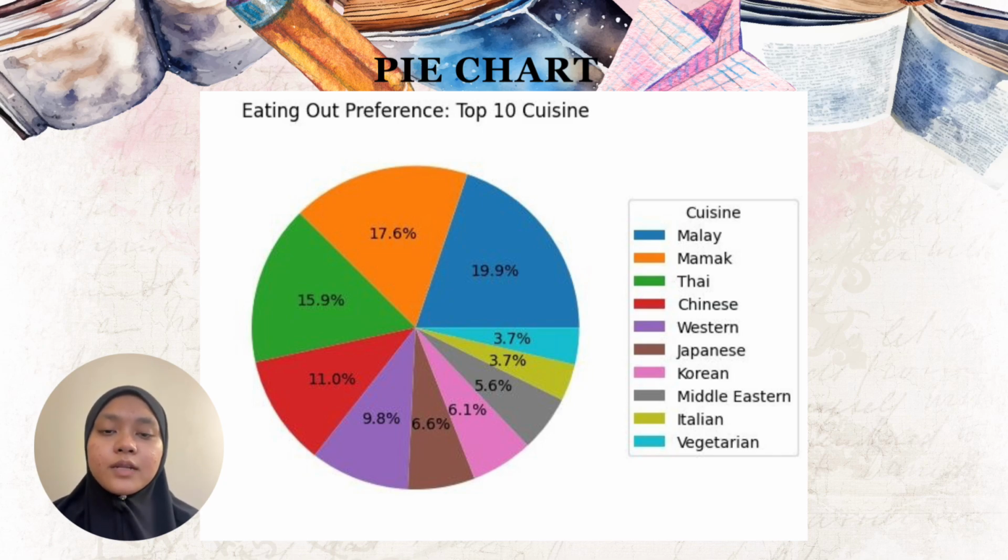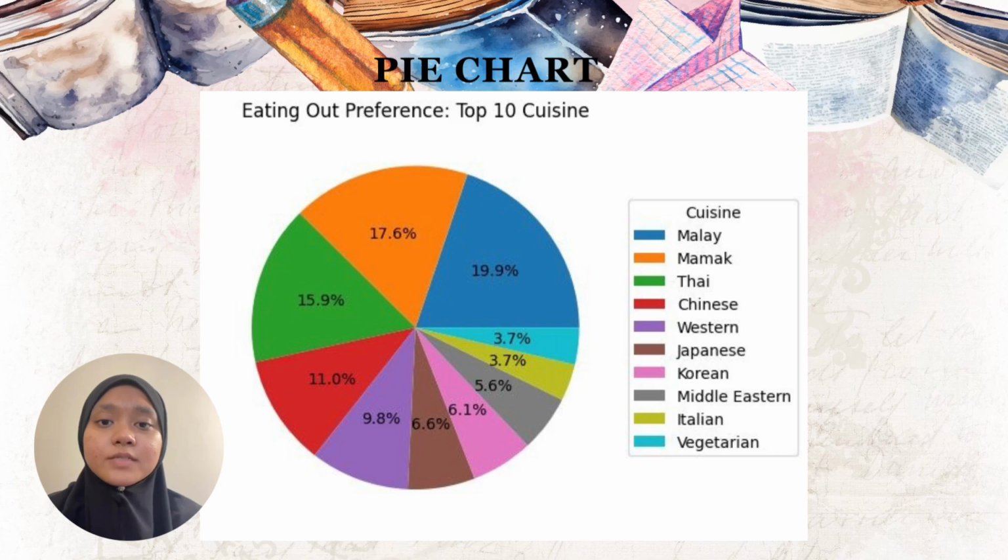Many people choose Malay food because it offers a combination of rich flavor with spices, cultural uniqueness, and nostalgic value, making it the most popular choice. Mamak cuisine accounts for approximately 1/6, which is 17.6% of preference because Mamak offers a combination of affordable price, fast service, and flexible 24 hours operating hour.